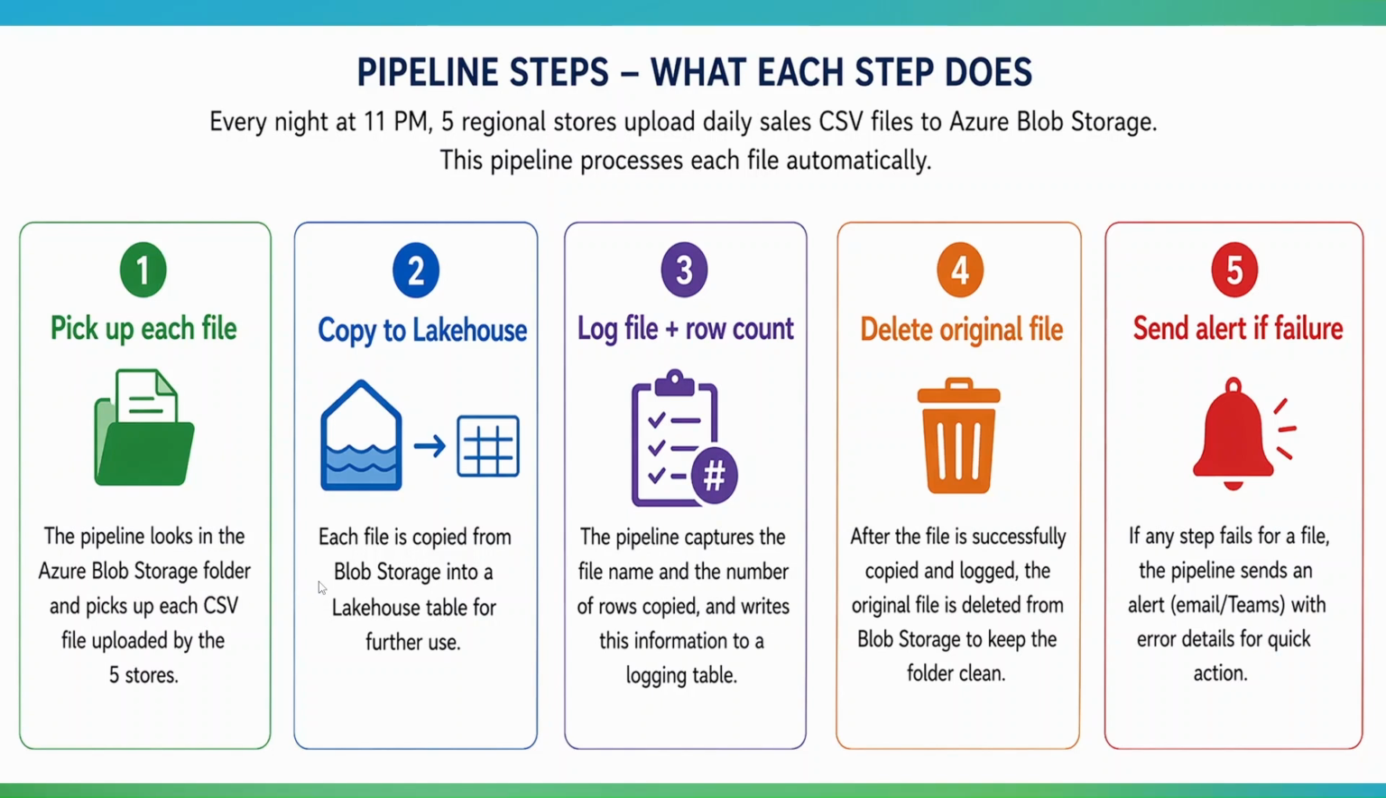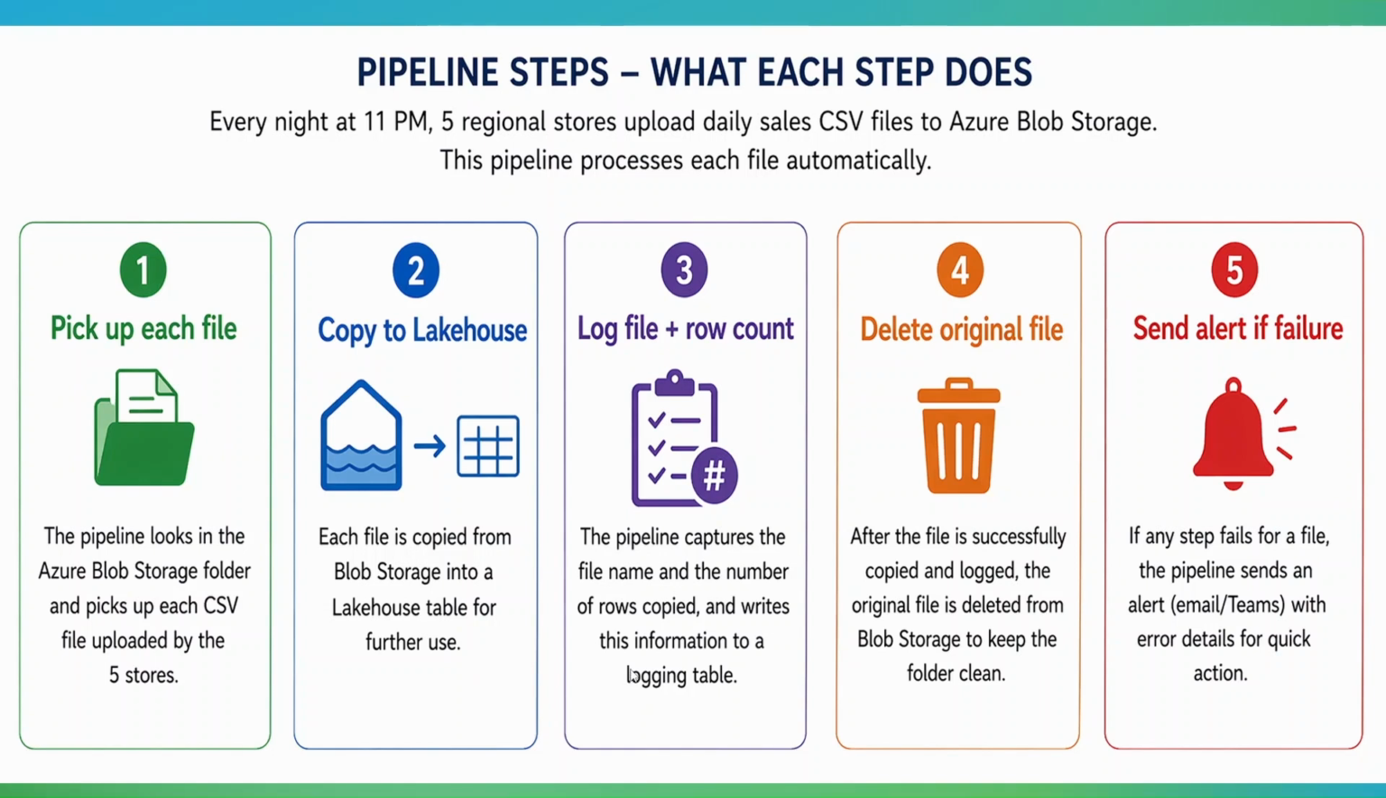Then we loop through every file in that list. For each file, the pipeline will run the next step automatically. And this is the core of the automation basically. Each file is copied from the blob storage into the lakehouse table, right? So for each file, we copy the sales data from the storage folder into our central lakehouse table. This is where the data lands and gets stored properly.